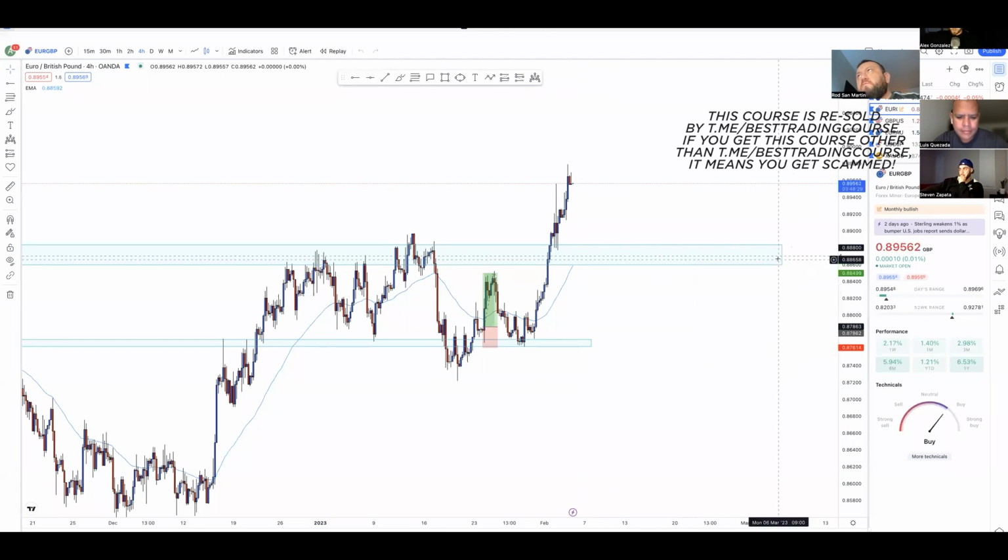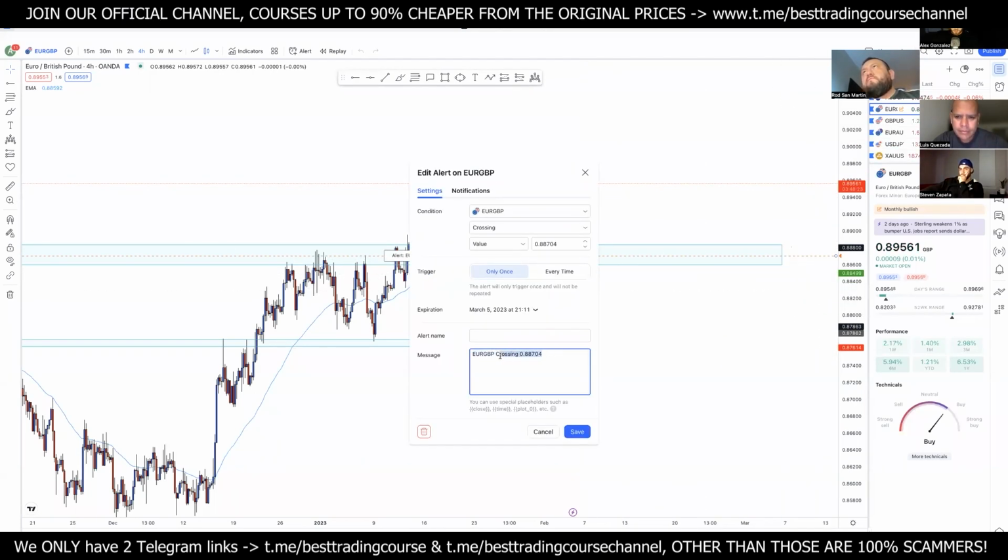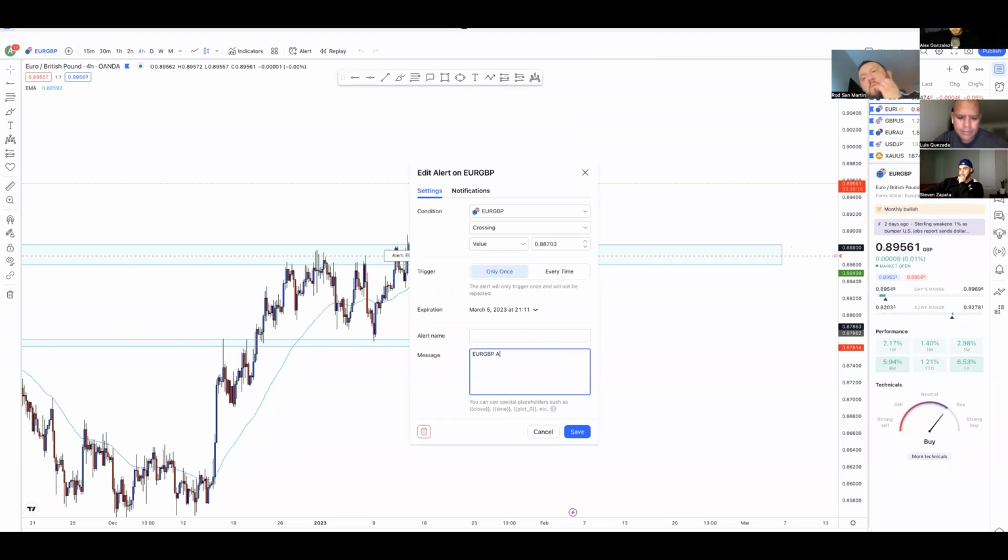So we're just going to put an alarm here in the middle of the zone, at area of interest, right?